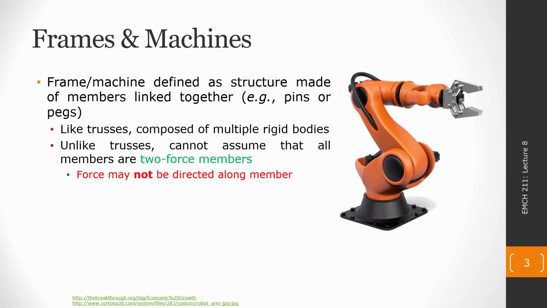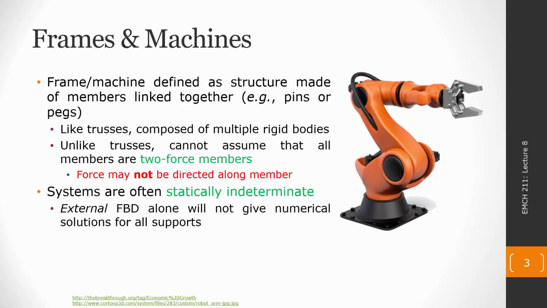We're going to see that the forces need not be directed along the length of the member, in that not every member, possibly no members in our frame or machine, are going to be a two-force member. Almost always we're going to see that our systems are statically indeterminate when we are dealing with frames and machines type of problems. So rarely in these problems will the external free body diagram give us enough equations to be able to solve for the support reactions or those external reactions in the system.